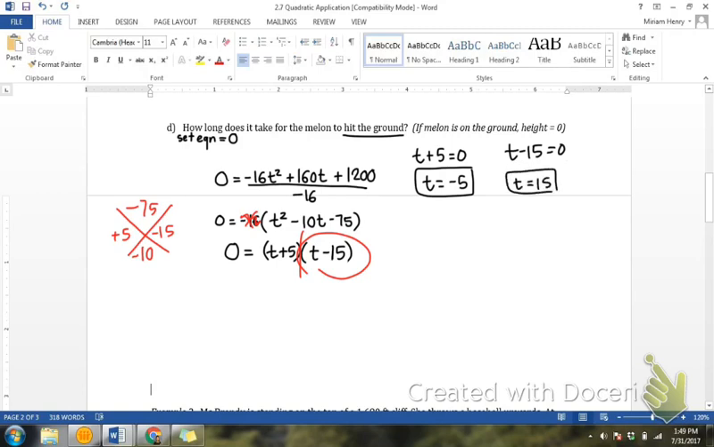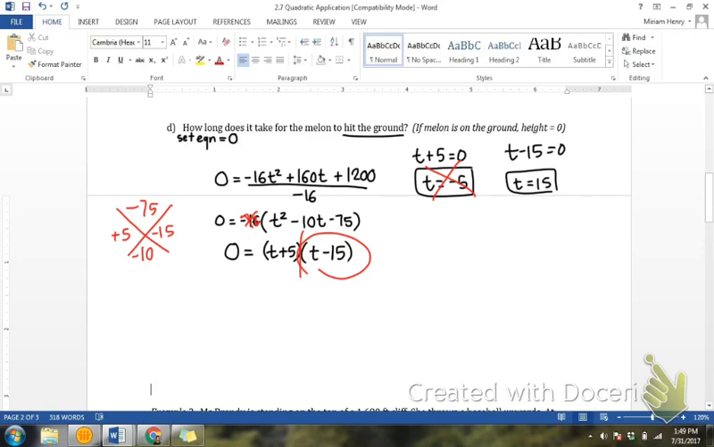Okay. We're solving for what? Are we solving for height or for time? Time, right? Because it said how long does it take. Can time be negative? No. So does one of our answers not work then? Yeah, negative 5 doesn't, because you can't go back 5 seconds. So our only answer is that it takes 15 seconds for the melon to hit the ground.